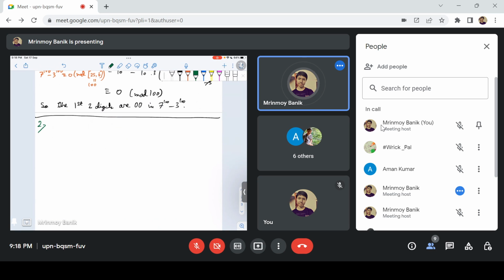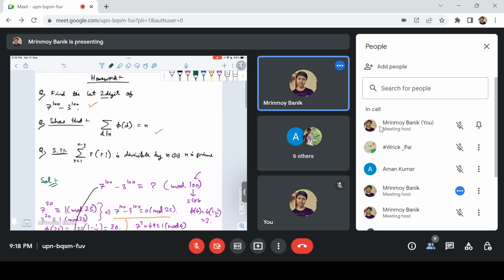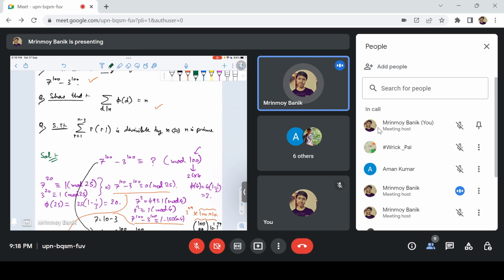So, second one. Here we have the sum over phi of d for all divisors d of n. We have to show this sums up to n.